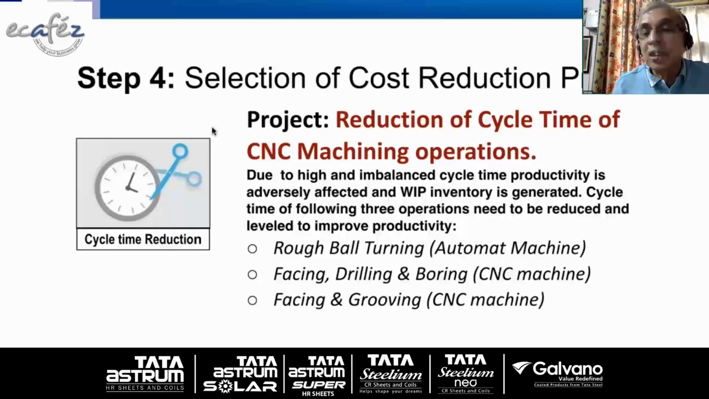First one is the rough ball turning, where automatic machines are used. Facing, drilling and boring: CNC machines are used. Facing and grooving: CNC machines are used.